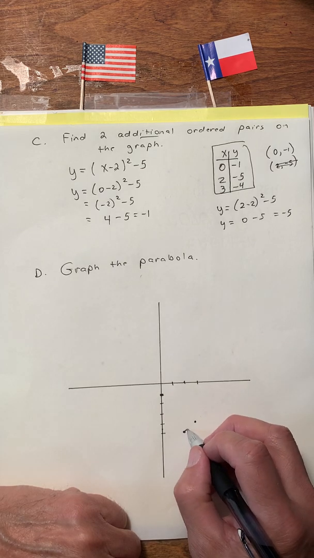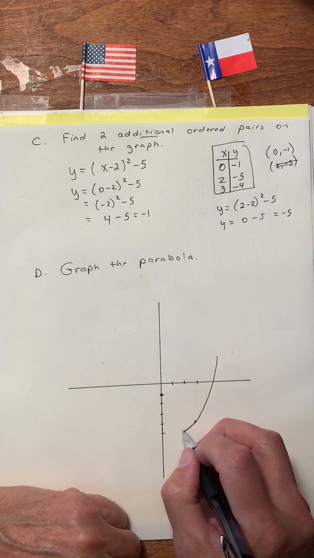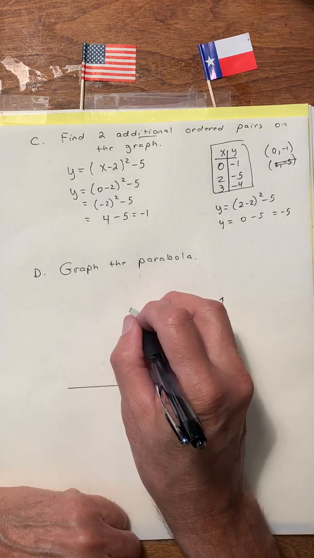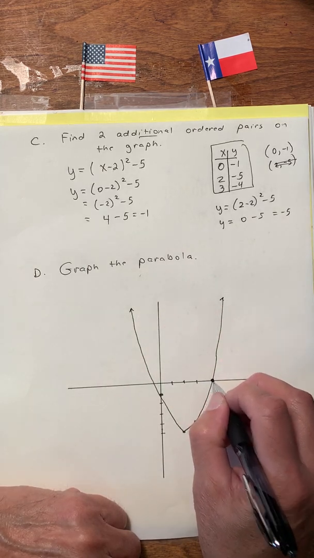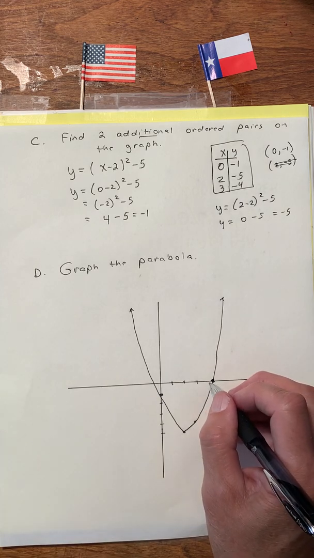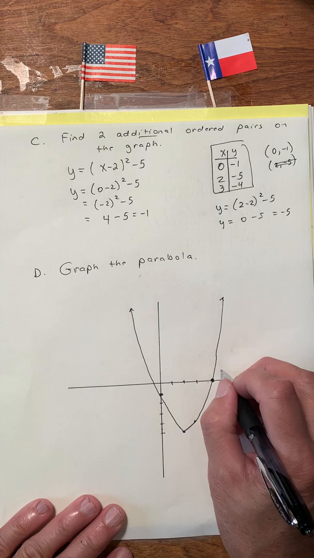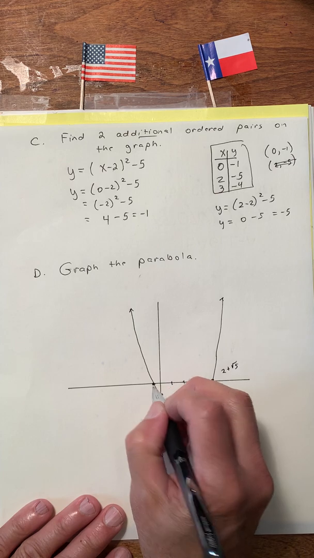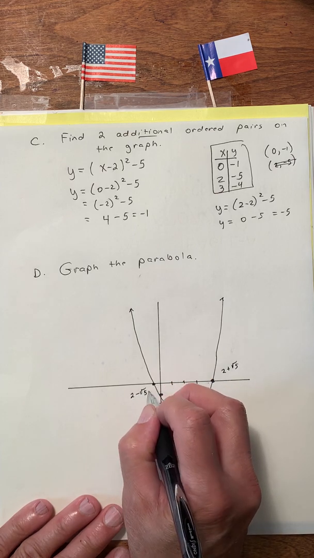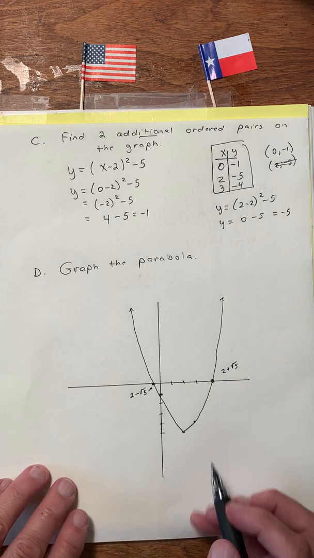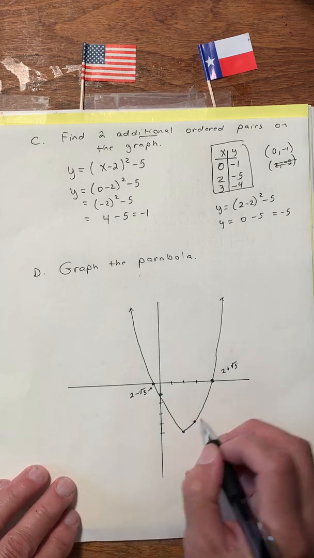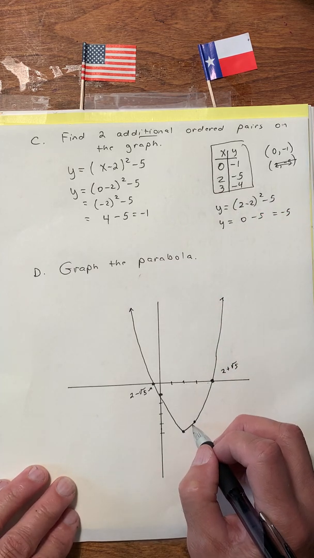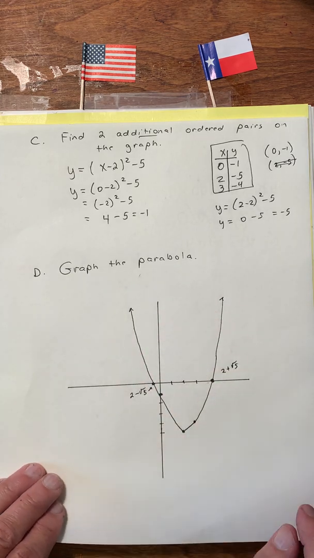So here goes the parabola. And again, once you put these points in there, we know from finding the x-intercepts that this is 2 plus the square root of 5 right there. And this is 2 minus the square root of 5 right there. But I wouldn't put those in. Use points that are easily graphed. And once you graph some points, Hawk's program will graph the rest of the parabola for you.